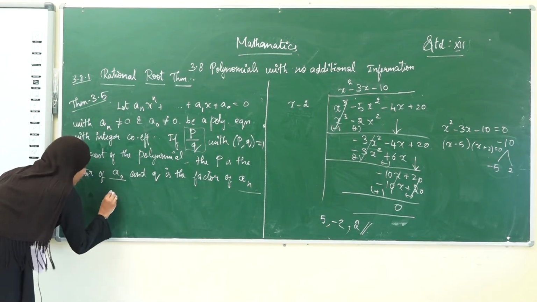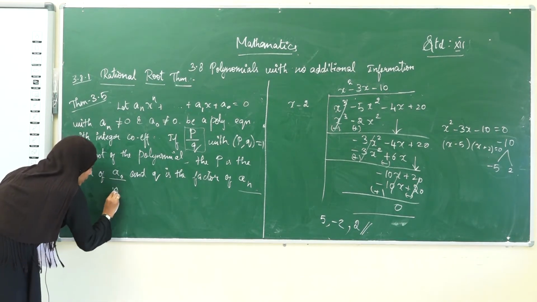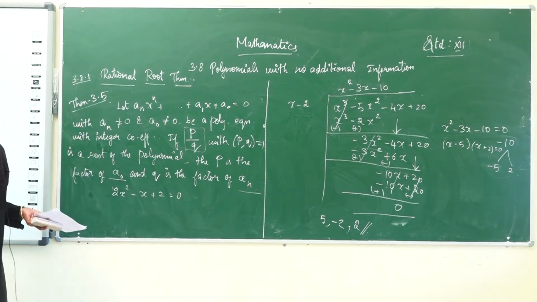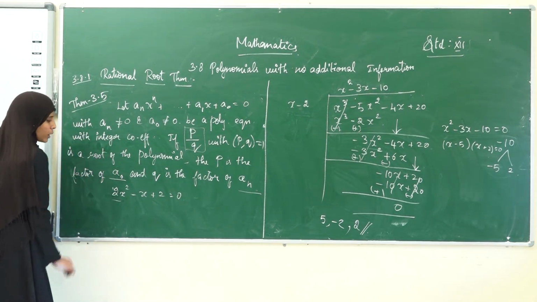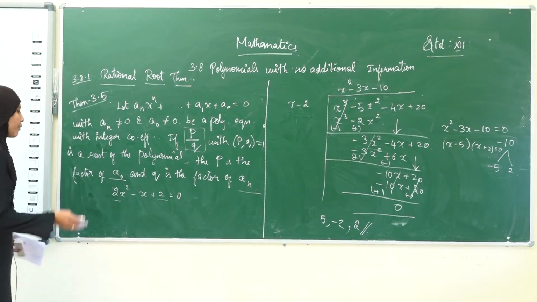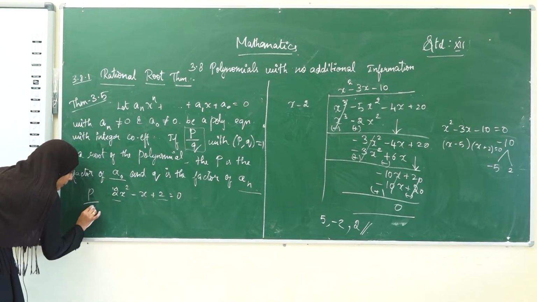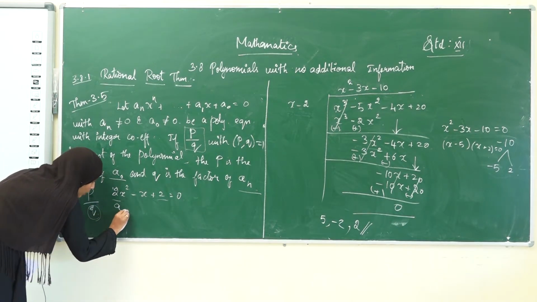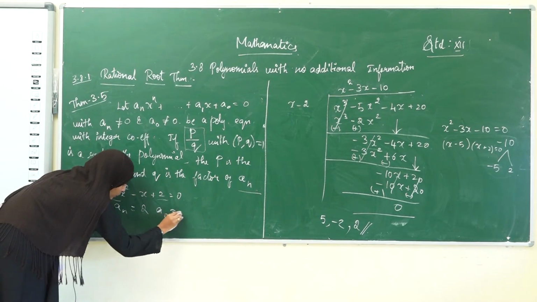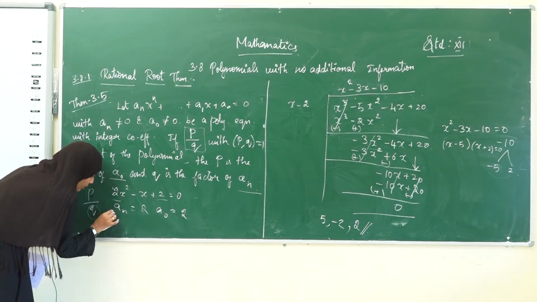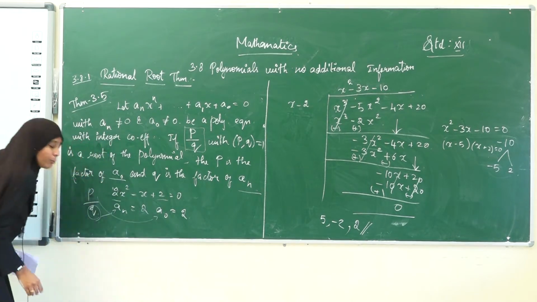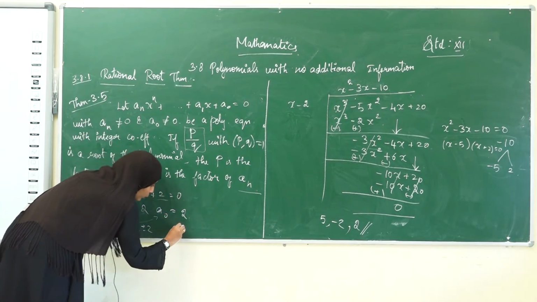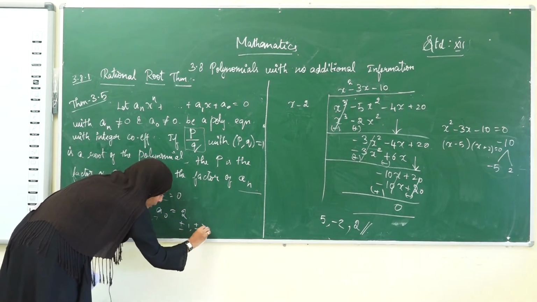See, for example, 2x^2 minus x plus 2 equal to 0. Suppose this is a polynomial equation. See, a_n is not equal to 0 and a_0 is not equal to 0. For this, there will be some root p divided by q. Here a_n is equal to 2 and a_0 is also equal to 2. So q will be a factor of a_n and p will be a factor of a_0. What are the factors of 2? Plus or minus 1, plus or minus 2. Here also the factors of 2 are plus or minus 1, plus or minus 2.